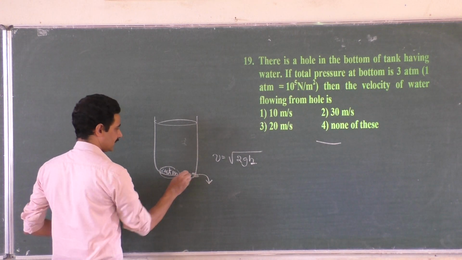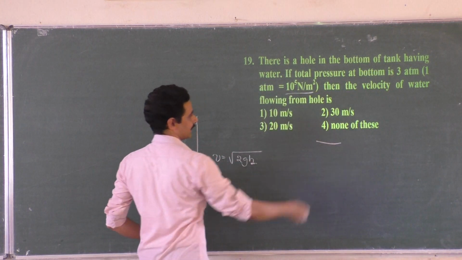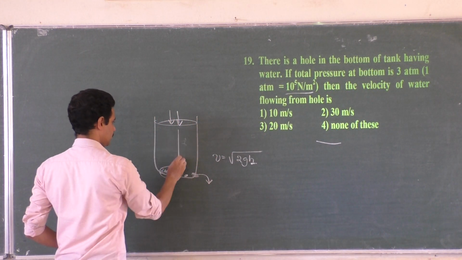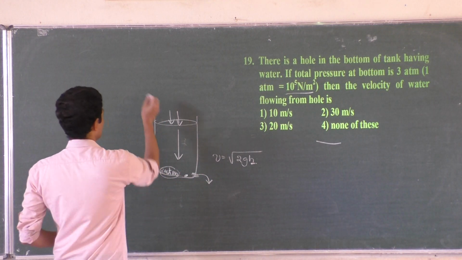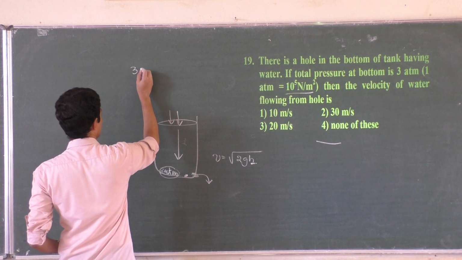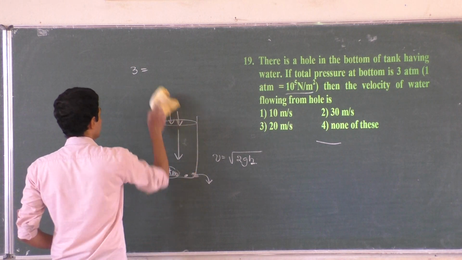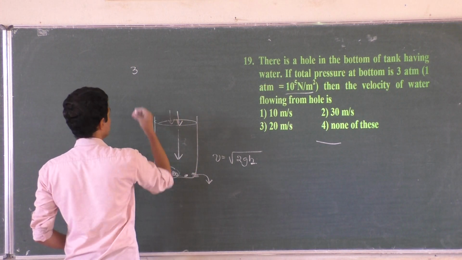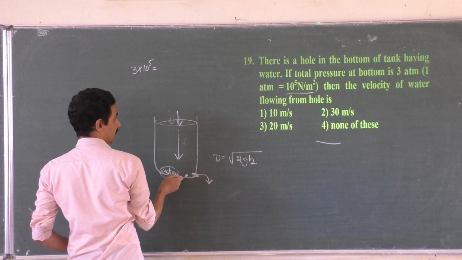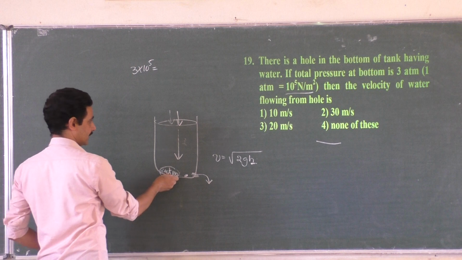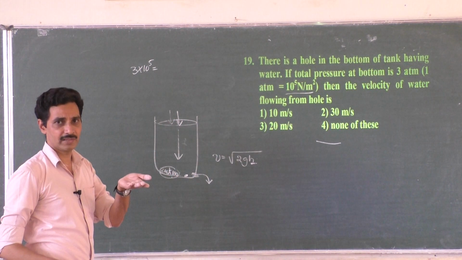The pressure at this point is due to two causes. One is atmospheric pressure, that's why it is given in the bracket. Another is pressure due to water. They are writing total pressure, 3 atmosphere. Shall I convert it into the SI system? 1 atmosphere is 1 into 10 to the power 5, so 3 into 10 to the power 5 Newton per meter square, pascals, is equal to this is 1 atmosphere. Always the pressure at the open end is 1 atmosphere, almost.